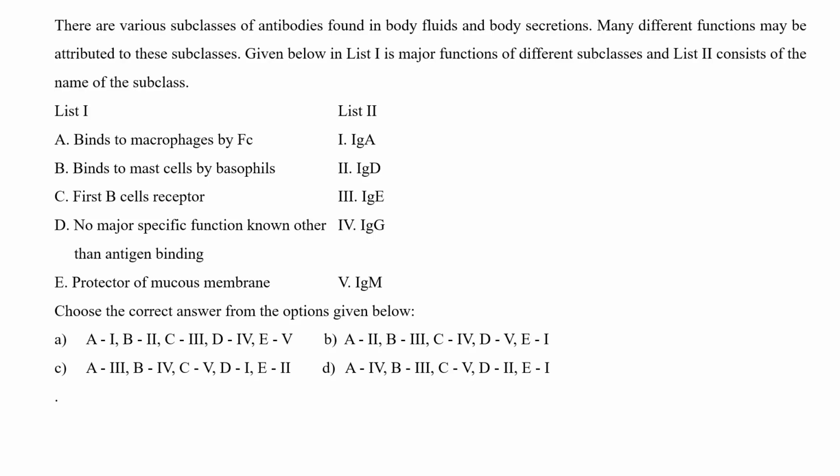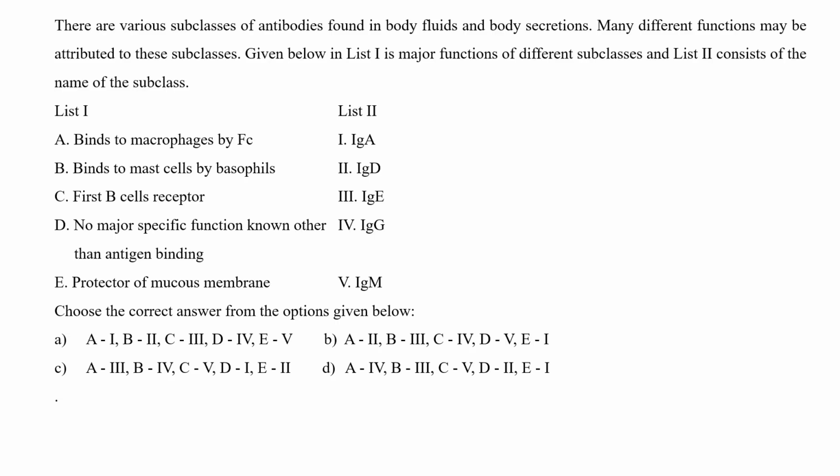IgE binds to the mast cell in tissues and basophils in circulation and is generally involved in the allergic reaction. So B has to interact with the third, that is IgE. Now C is the first B cell receptor. IgM is the first B cell receptor as well as the first antibody molecule present in newborns. So C has to be connected with the fifth, that is IgM.